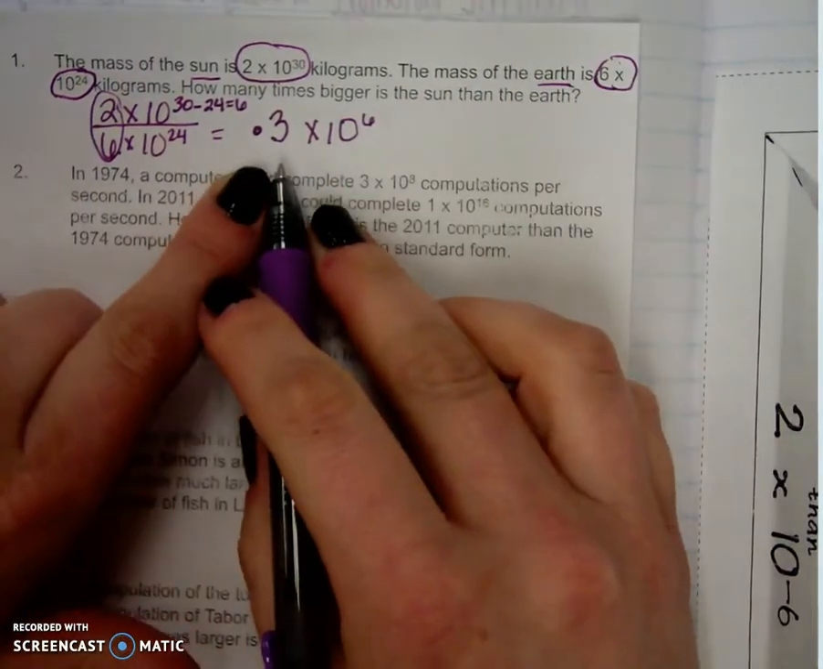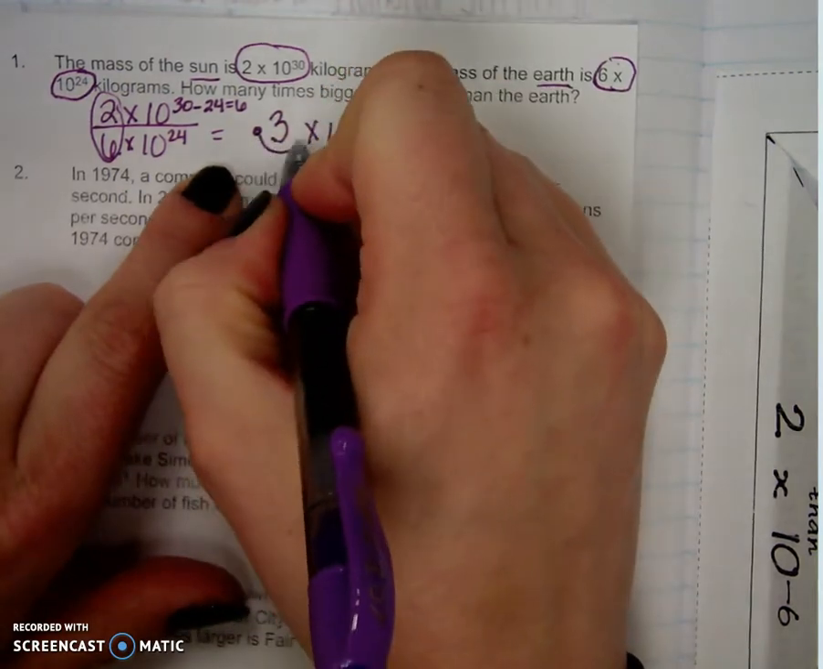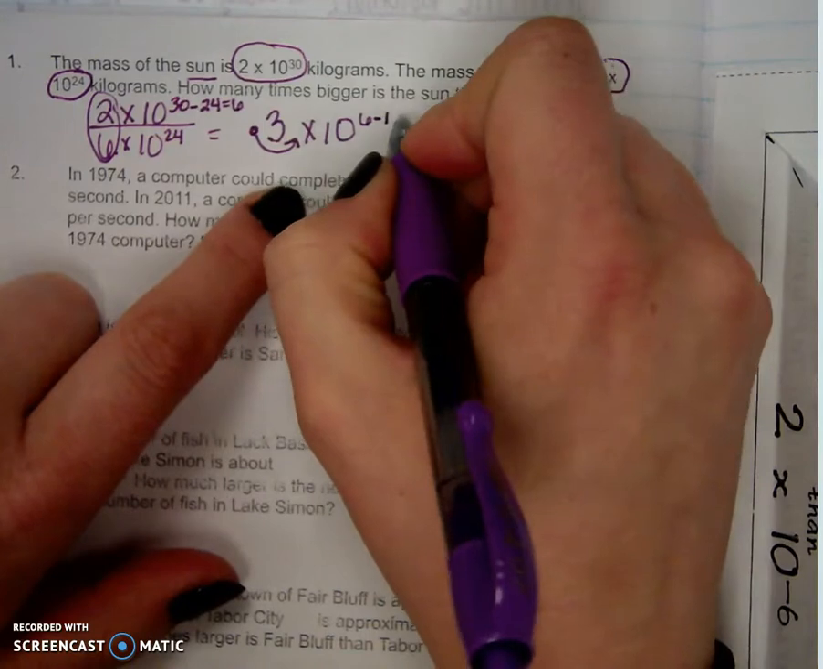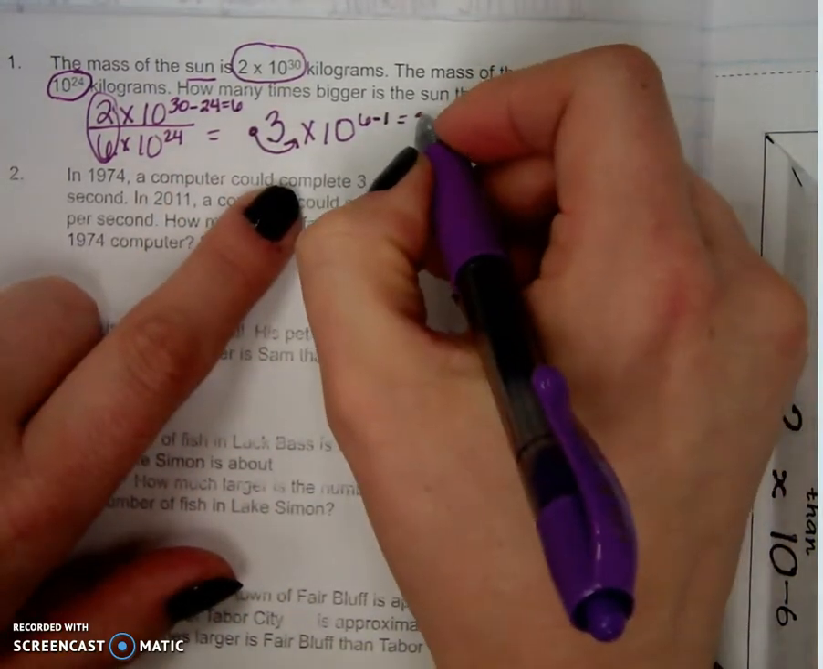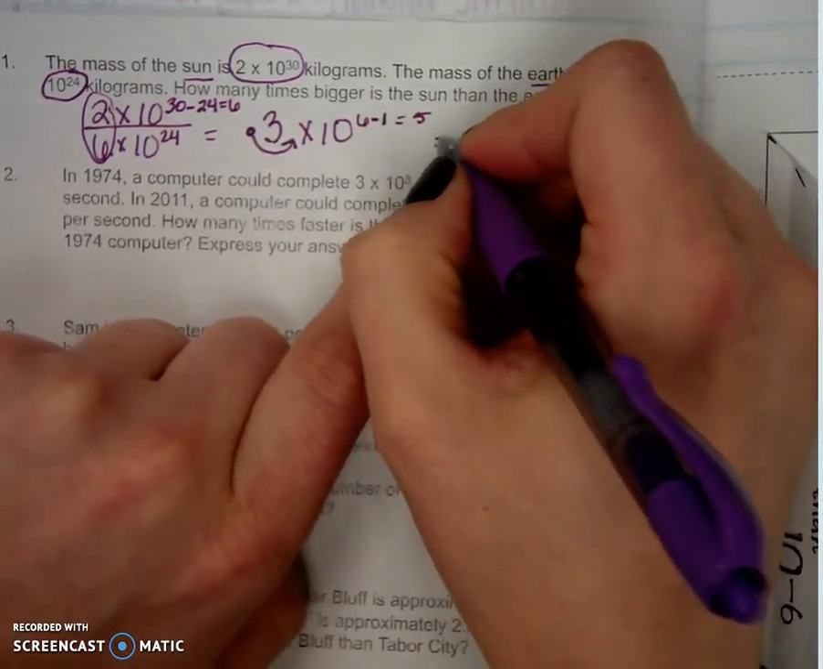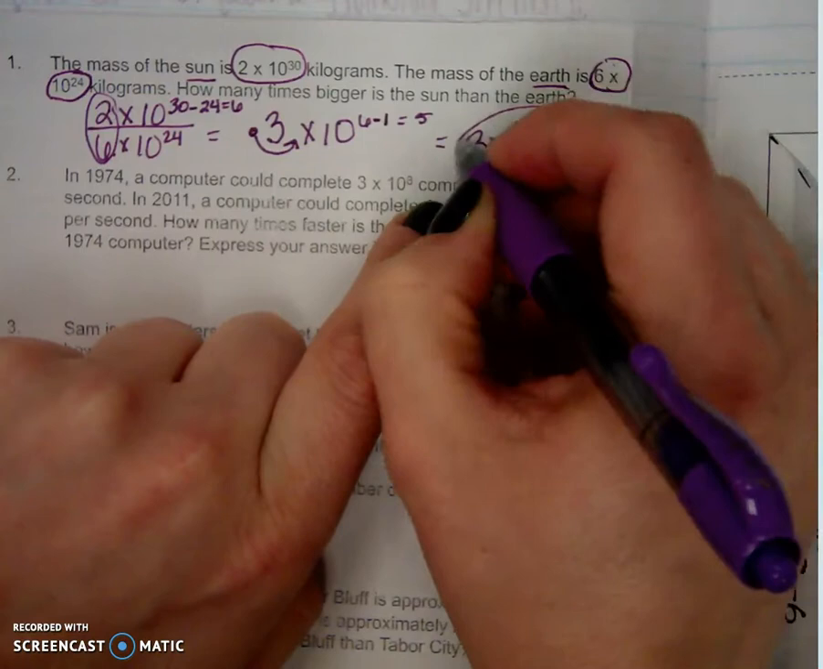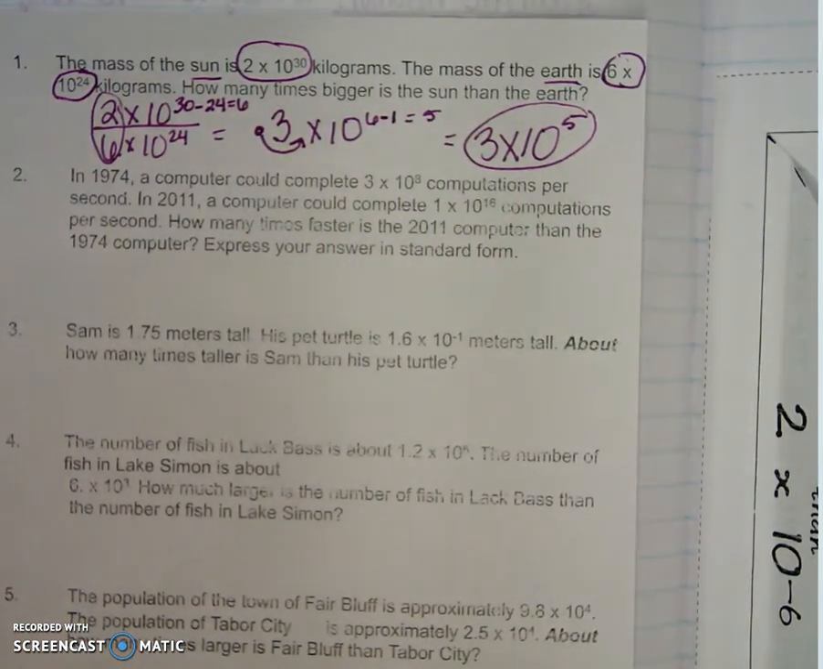This is not scientific notation because my number is not between 1 and 10. When I move the decimal to the right, I'm going to subtract a number. That's a small number, so I'm going to have to remember to subtract to fix my exponent. So my answer is 3 times 10 to the 5th power. That's how many times bigger the sun is than the earth.